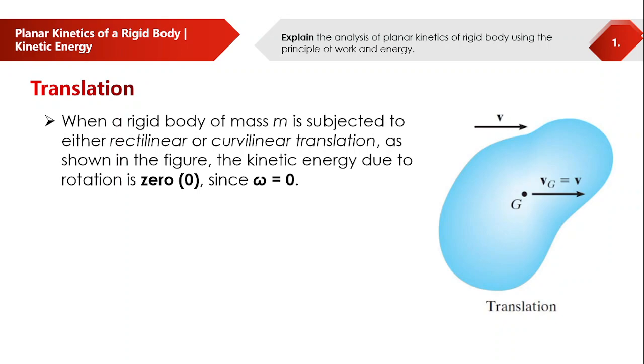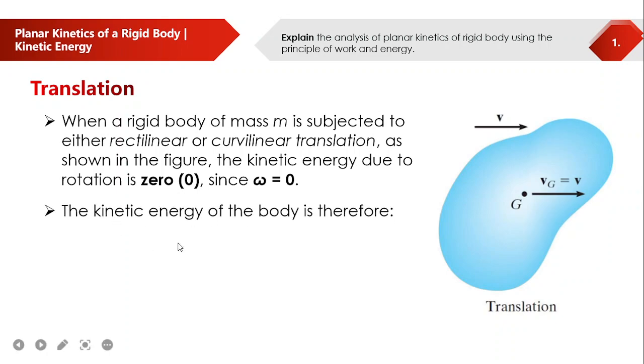So, let's talk about translation. Kung ano ba yung nangyayari sa translation natin, no? So, when a rigid body of a mass M is subjected to either rectilinear or curvilinear translation, as shown in the figure, the kinetic energy due to rotation is 0. Since walang rotation, so walang angular velocity. So, wala tayong angular velocity or your omega. Kasi nga, wala siyang rotational movement.